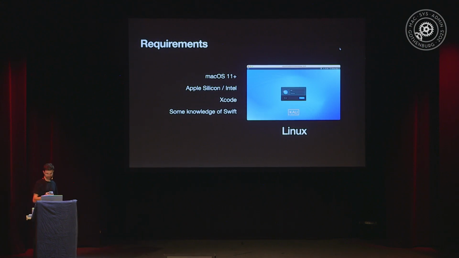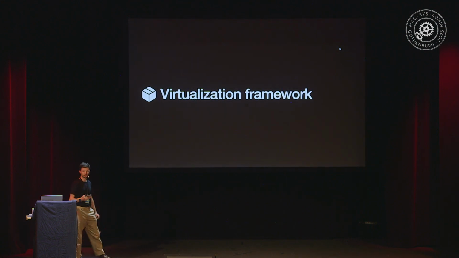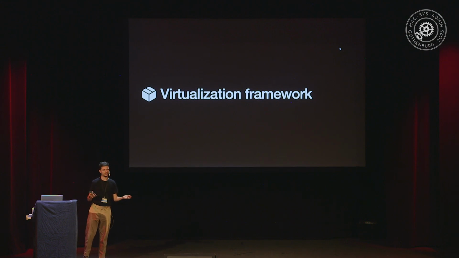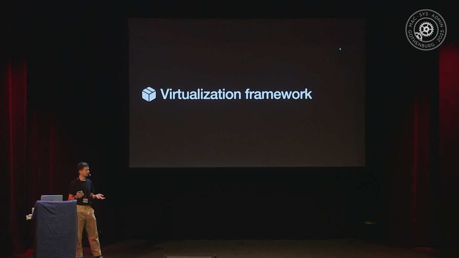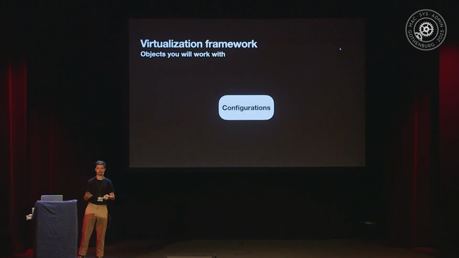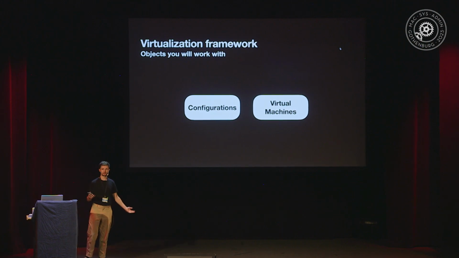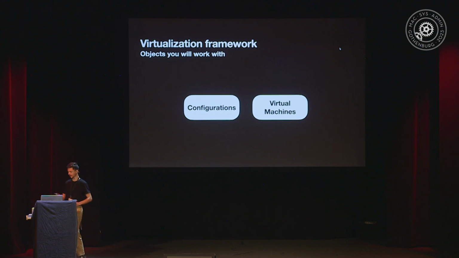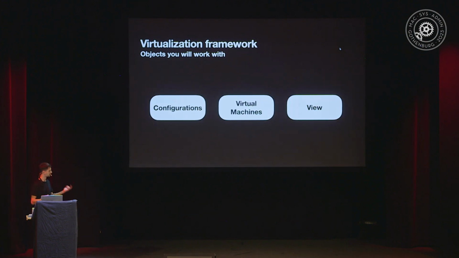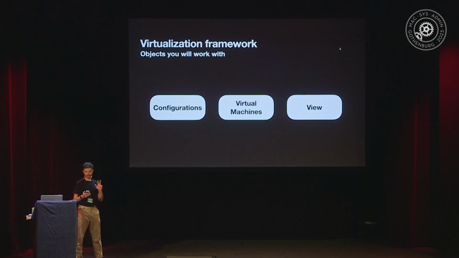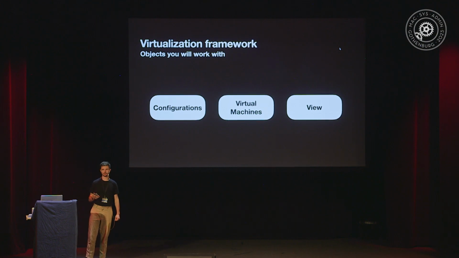So let's take a closer look at how to work with the virtualization framework. In fact, it has a pretty straightforward API, and there are only three main kinds of objects that you're going to work with. First is the configuration of your virtual machine. The next one is the virtual machine representation itself, which you can start, stop, pause, restore, etc., just to control the state of your machine. And the last one, a view to embed your virtual machine in, to be able to interact with it. And there are three main stages to have a virtual machine running from scratch.